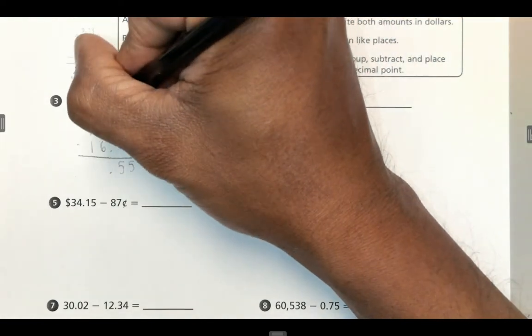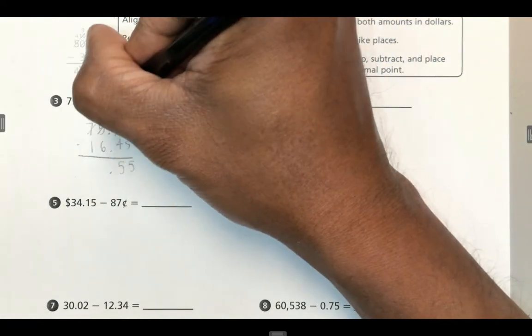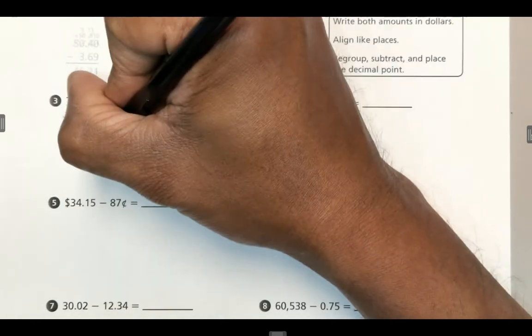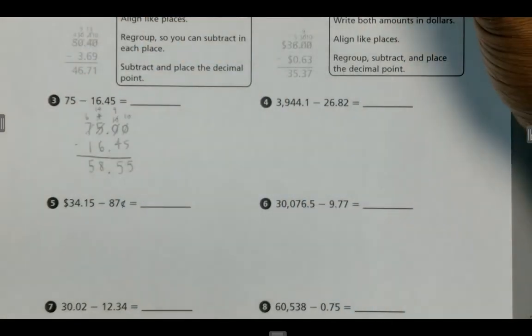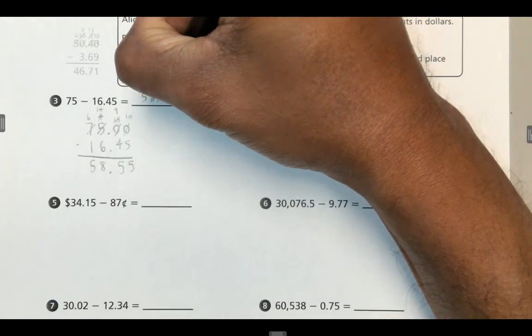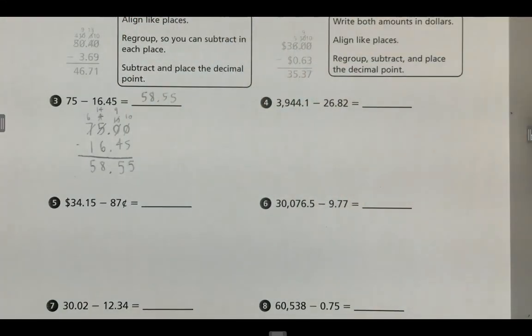4 minus 6, 4 has to borrow. 14 minus 6 is 8. 6 minus 1 is 5. 58 and 55/100.